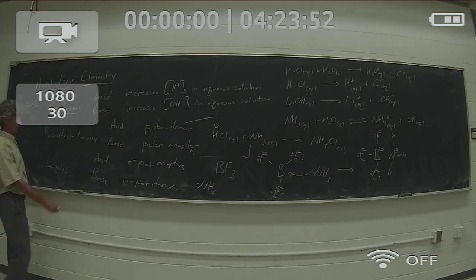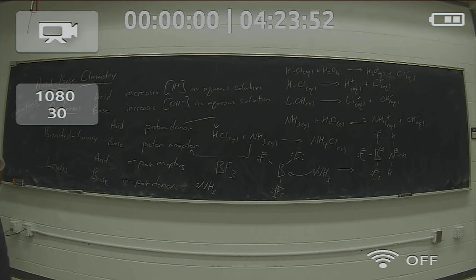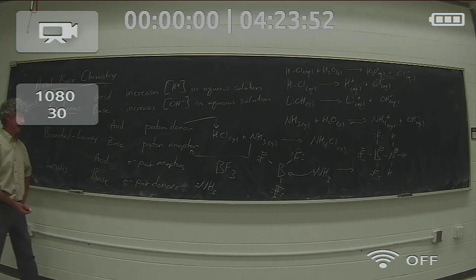So there is a class of molecules that are Lewis acids that are not Bronsted-Lowry acids. There is no class of molecules that are Lewis bases that are not Bronsted-Lowry bases. It doesn't expand the number of things that can be bases. It only expands the number of things that can be acids.